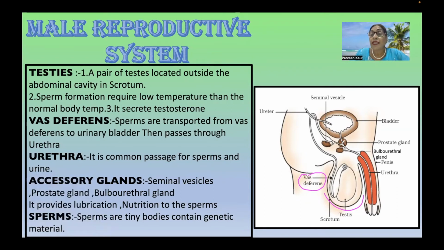There are a few accessory glands. Here you can see this is the prostate gland, bulbourethral gland, and seminal vesicle. These are called the accessory glands. Now the question arises, what function do they perform? Actually, they provide lubrication to the sperm as well as nutrition to the sperm, and due to getting nutrition they become mature. Sperms are tiny bodies which contain genetic material.